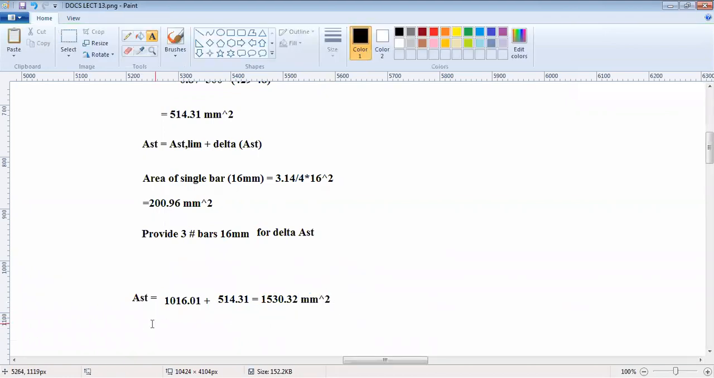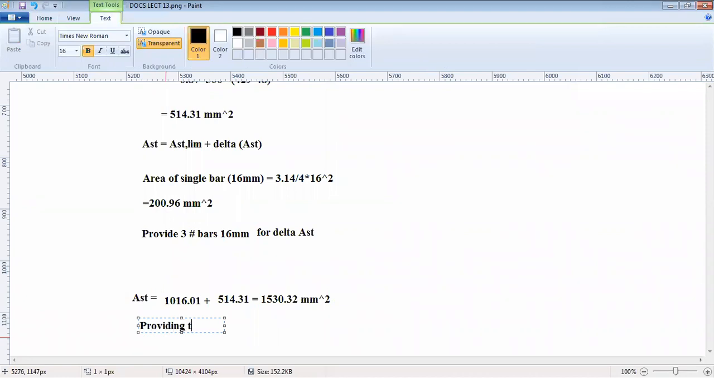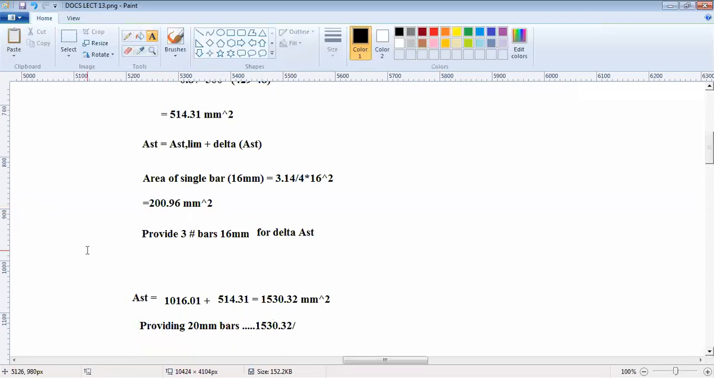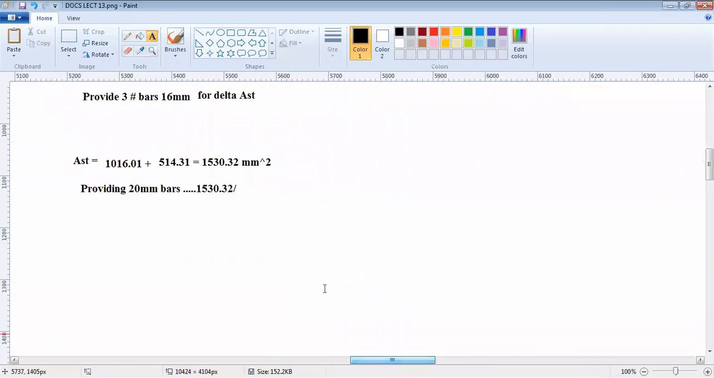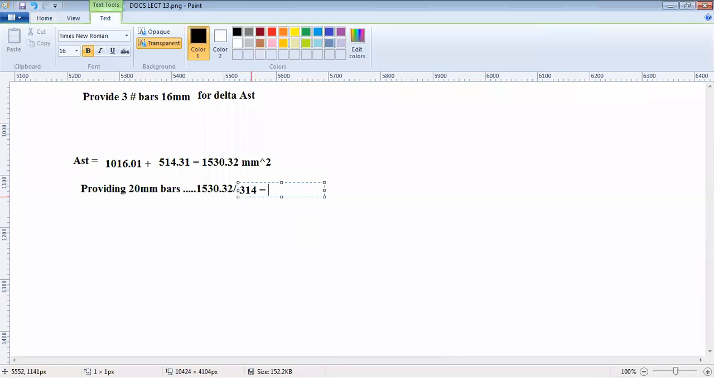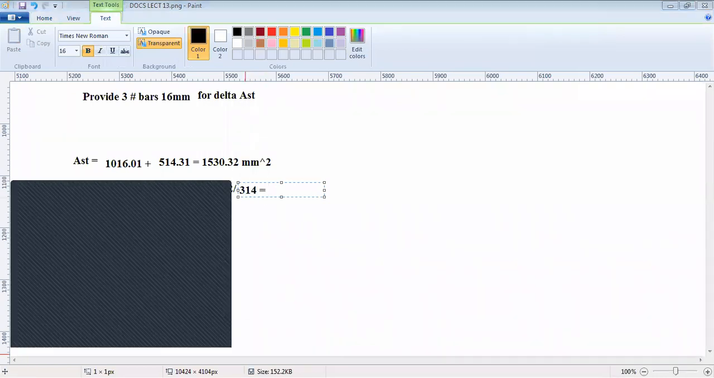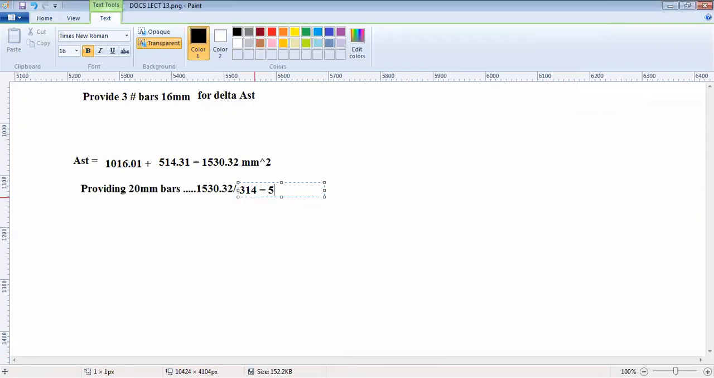mm square. So then you are providing, for example, if we take 20 mm bars all, then hum kya provide kar rahe hain? How many bars do we have to provide? 1530.32 divided by ek bar ka kitna hai? That is 314. 20 mm bar ka 314 is the area of single bar. That's around 5 bars. So this is the better way of doing it. We are providing 5 bars, each bar is 20 mm.